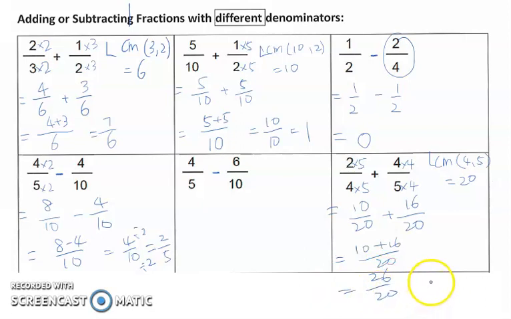Again, ask yourself, can I simplify this fraction? The answer is yes, because both the top and the bottom can be divided by 2. So that will give us 13 over 10.